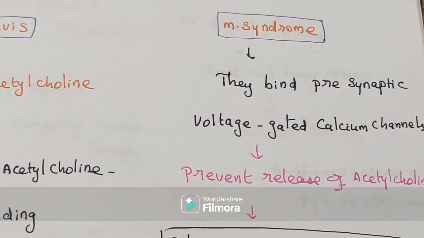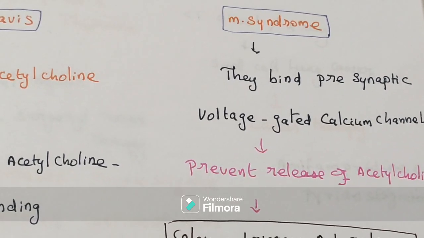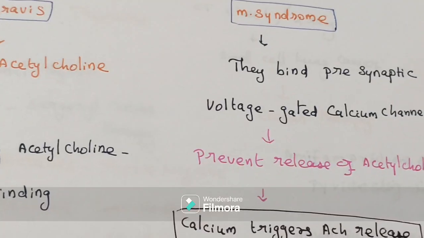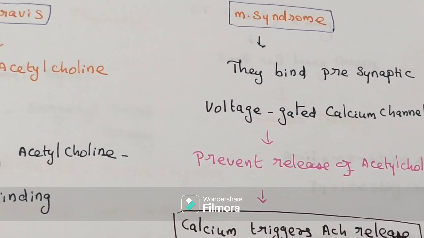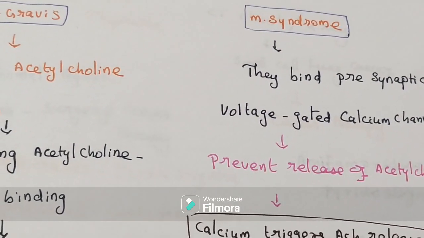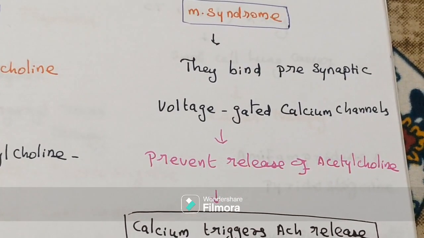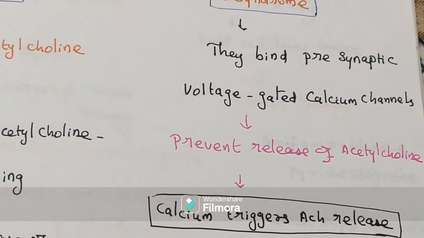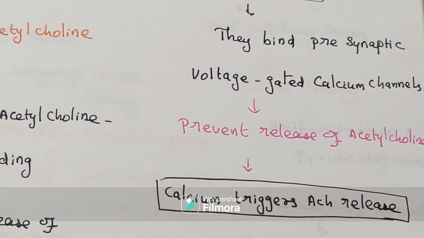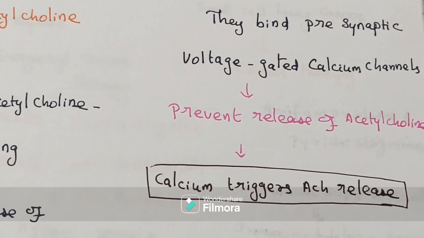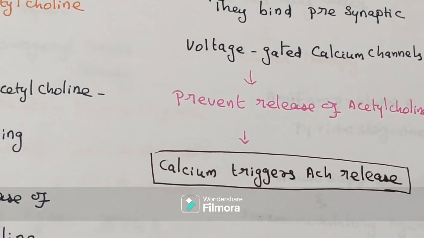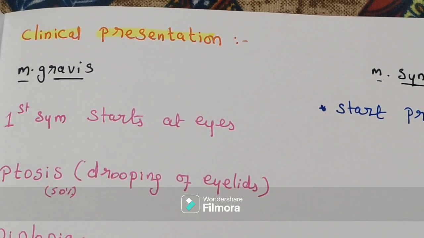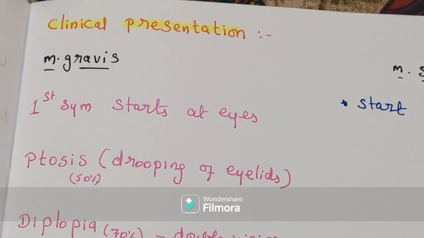However, antibody produced in myasthenic syndrome works differently. They bind the presynaptic voltage gated calcium channel, and prevent release of acetylcholine, because remember, calcium triggers acetylcholine release. So we know where the disease occurs and how it causes damage.